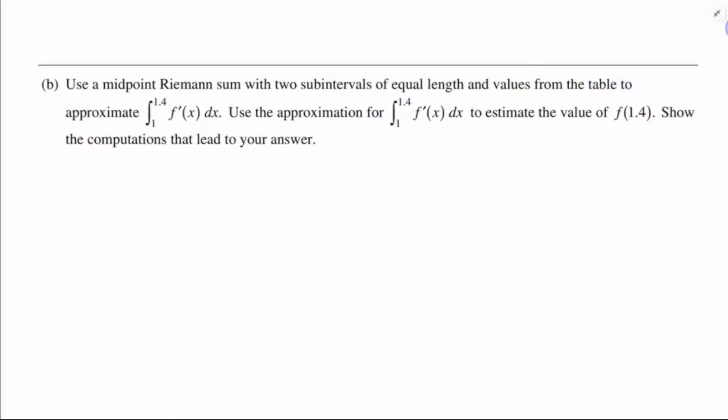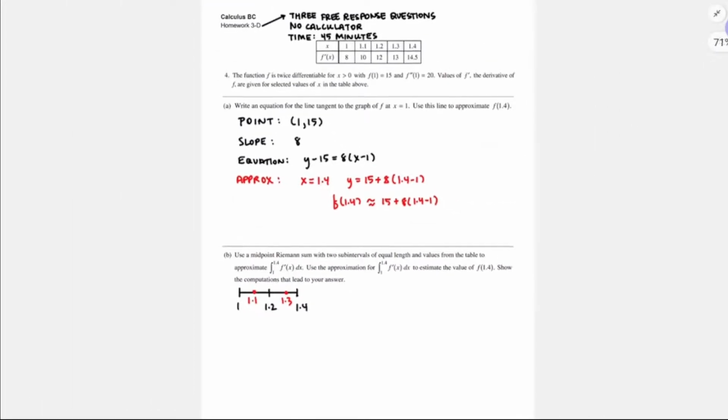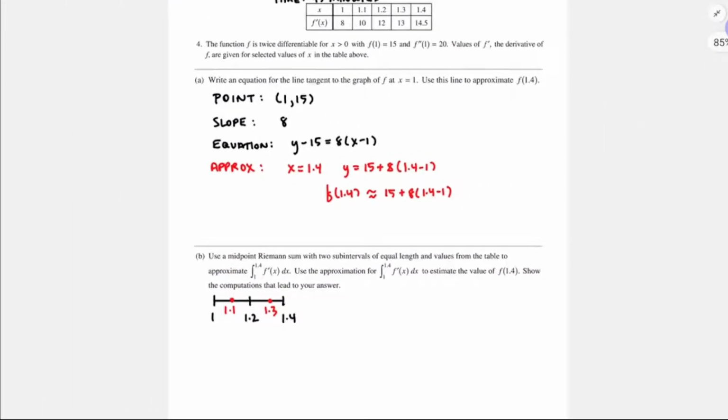I think first, especially with a midpoint sum, it's good to map out the interval you're integrating over and think about where you're going to be getting your values from. So we're integrating from 1 to 1.4, which means that if we're using 2 subintervals, halfway is 1.2. And if we want the midpoint of each subinterval, we're going to be looking at x equals 1.1 and x equals 1.3.